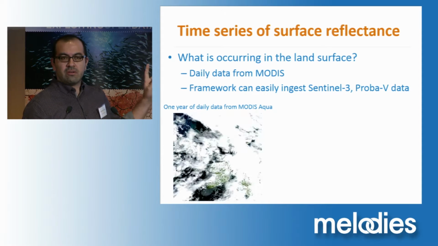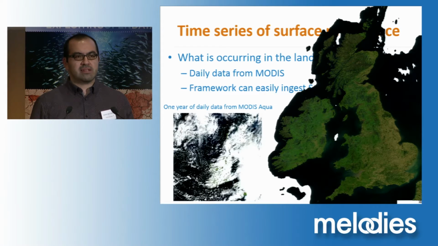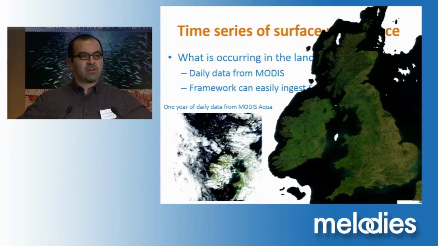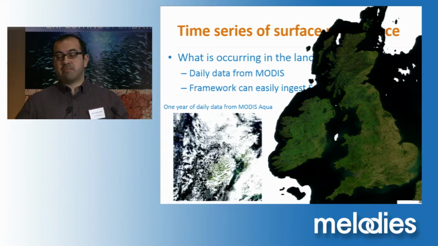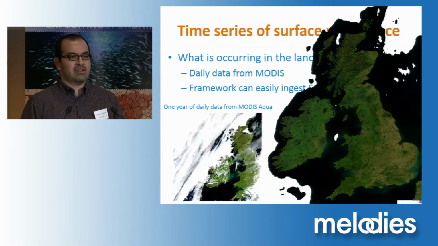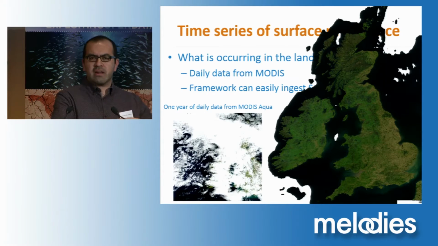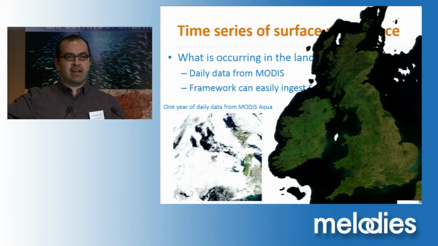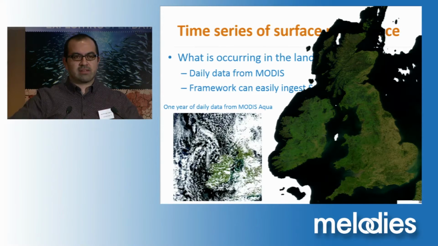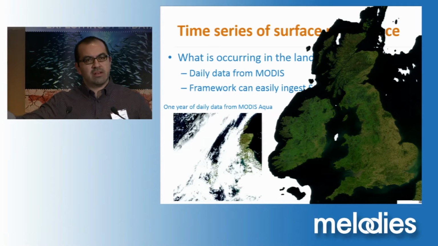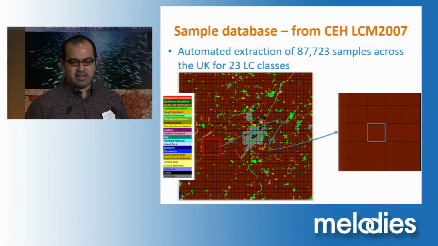So how can you go from something like this to something like this? A beautiful cloud-free time series of the United Kingdom. We developed a nice code that takes all these cloudy images, and then you have a nice cloud-free time series of surface reflectance from 2003 up to 2015. So first step, we're fine.